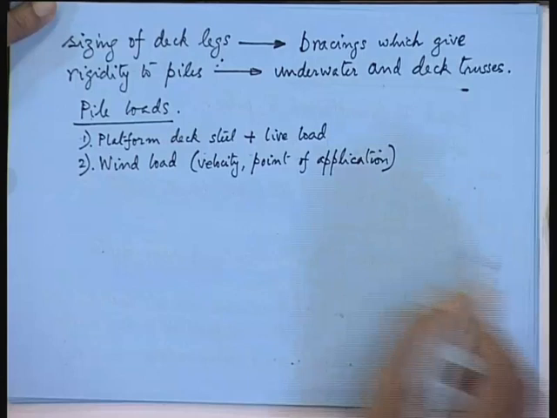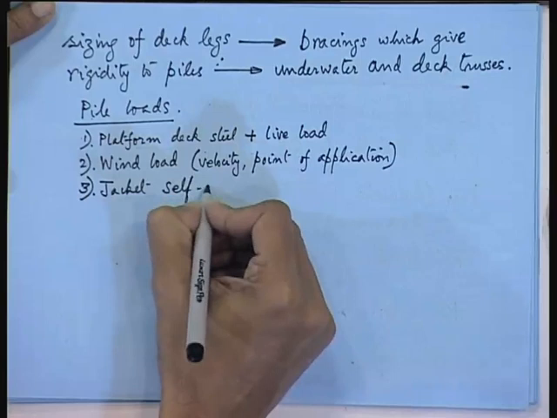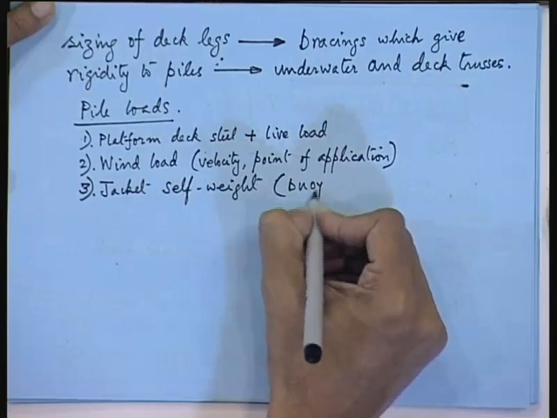Jacket, what else is there? Jacket self weight. Now this is your total weight minus the buoyancy. So buoyancy calculation you have to do. At this stage buoyancy calculation you have to do, and buoyancy subtracted.